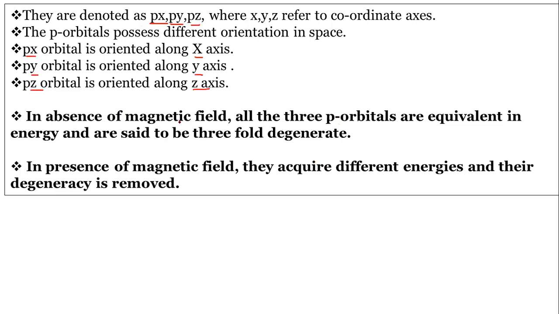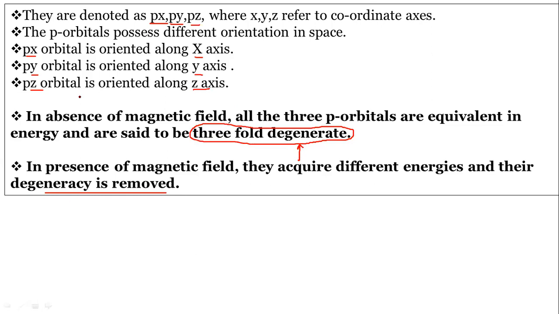In absence of a magnetic field, all three p orbitals have equivalent energy, and it is known as threefold degenerate when the magnetic field is not there. But if the magnetic field is applied, they acquire different energies and their degeneracy is removed. So remember, degenerate orbitals means orbitals having the same energy if the magnetic field is not there. If the magnetic field is applied, their energies will be changed.